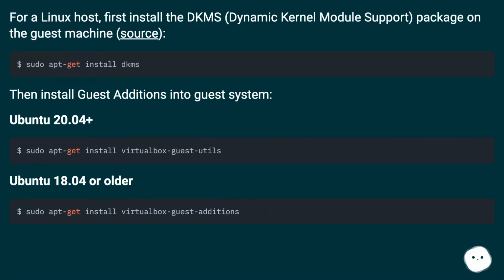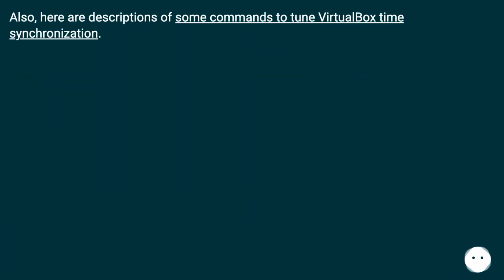For a Linux host, first install the DKMS, Dynamic Kernel Module Support, package on the guest machine, source. Then install Guest Additions into the guest system. Ubuntu 20.04 plus. Ubuntu 18.04 or older. Also, here are descriptions of some commands to tune VirtualBox time synchronization.